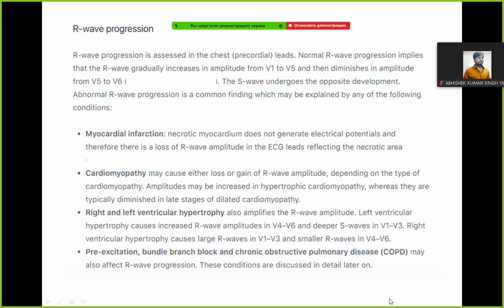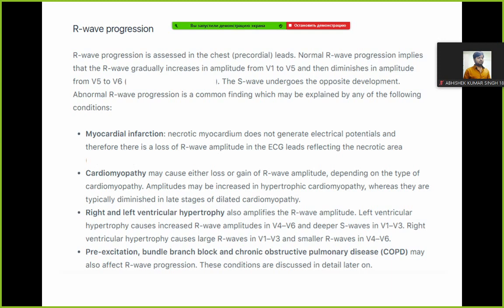A very important idea: the R wave progression. R wave progression is assessed in the chest precordial leads. Normal R wave progression implies that the R wave gradually increases in amplitude from V1 to V5 and then diminishes in amplitude from V5 to V6. The S wave undergoes the opposite development.